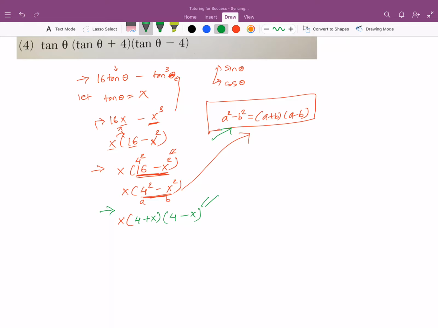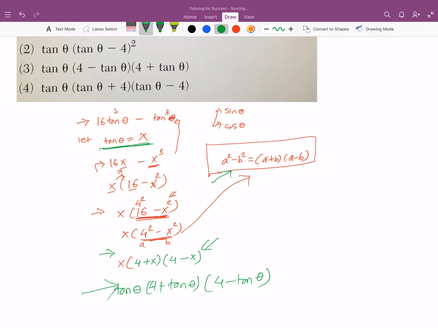Remember, you did not start the problem with x in it. The original problem had tan theta. So I will go back and replace all my x's with what I substituted, which is tan theta. So that gives 4 plus tan theta, 4 minus tan theta. You just found the answer, and that answer would be right here, choice 3: tan theta times 4 minus tan theta, 4 plus tan theta.